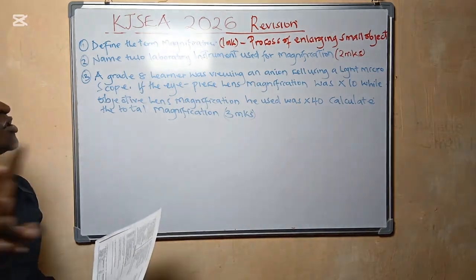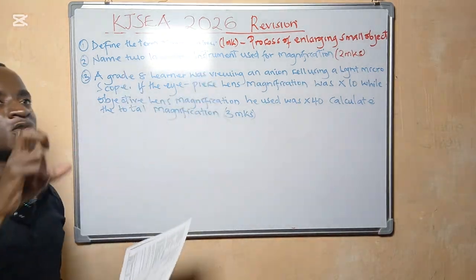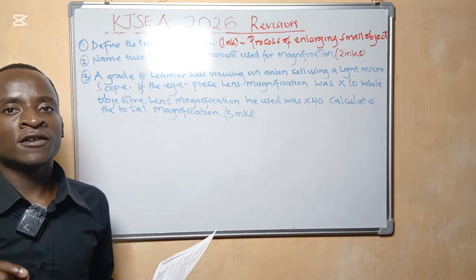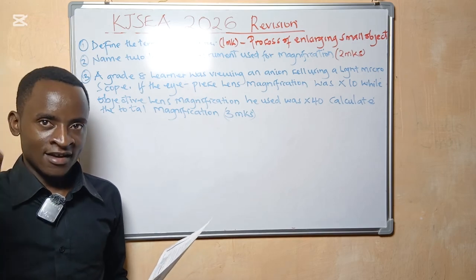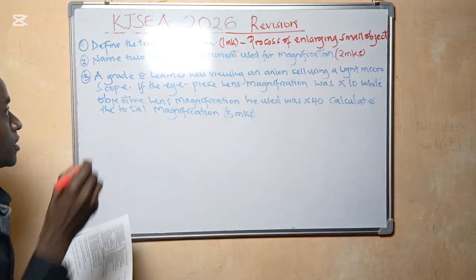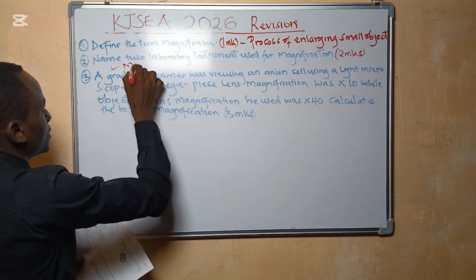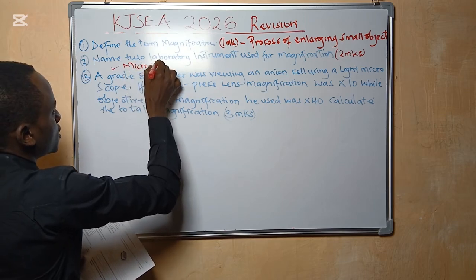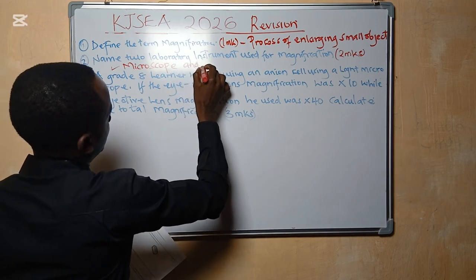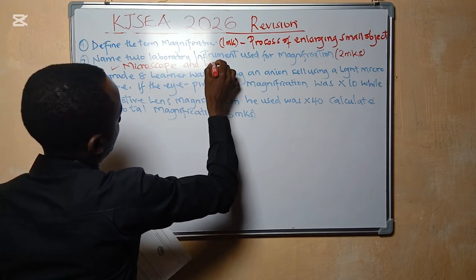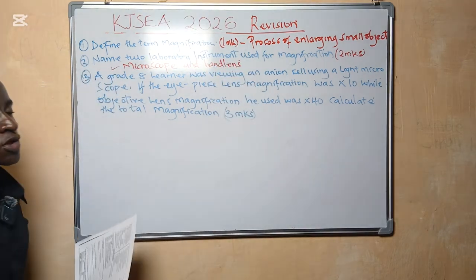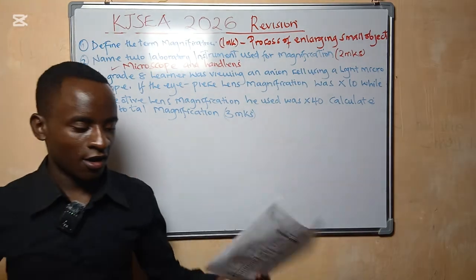Then I have already mentioned the 2 instruments used for magnification. The 2 instruments used for magnification are the microscope and the hand lens. So help me to write: microscope and hand lens. These are the 2 instruments used in magnification.